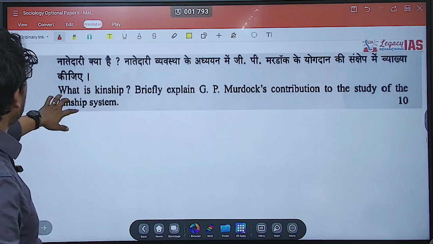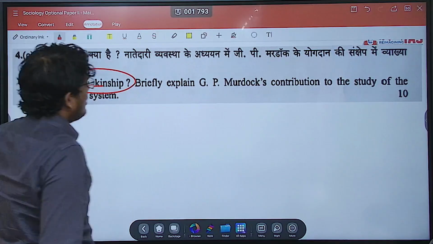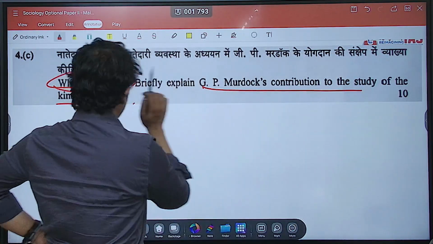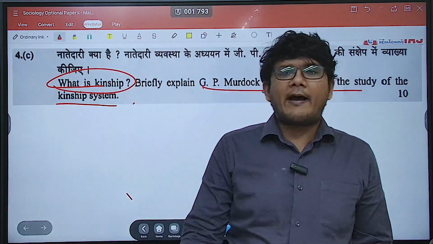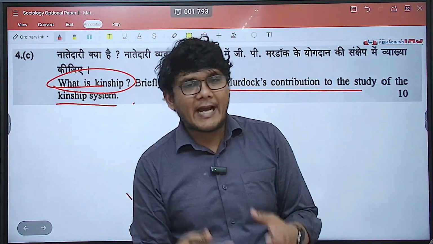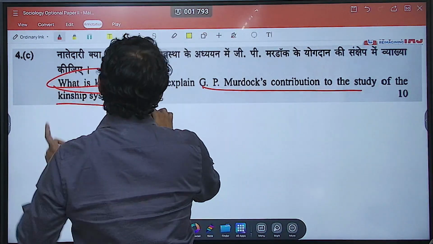Let's move ahead. The question now is, what is kinship? Now this is very factual. Briefly explain G.P. Murdock's contribution to the study of kinship system. So first you need to define what kinship is, give examples, how it can be through blood ties, how it can be through matrimonial ties. Do not forget to mention this here.